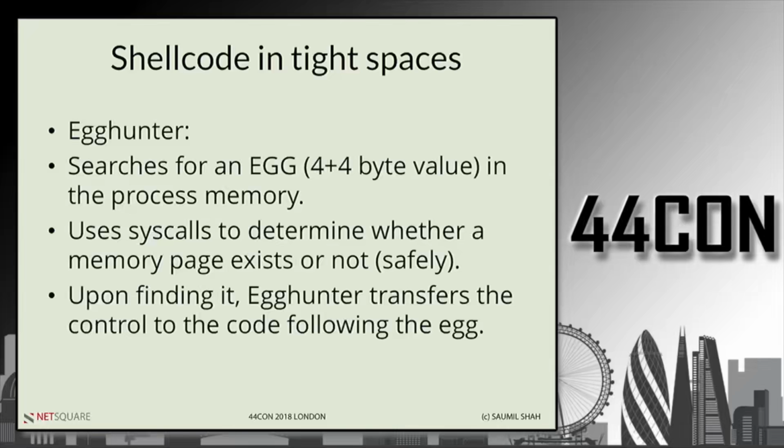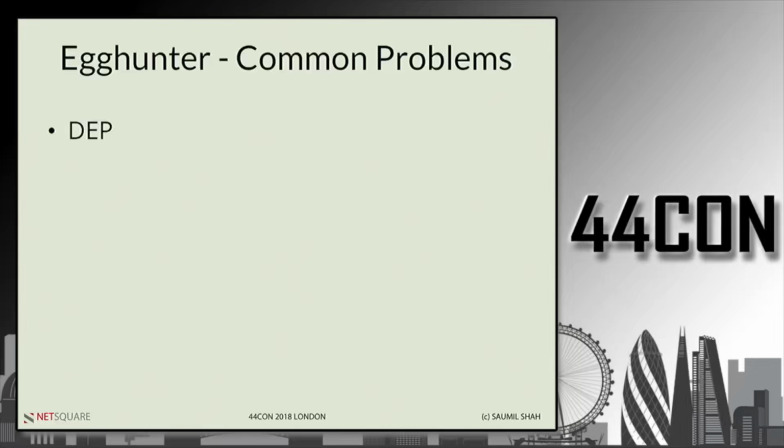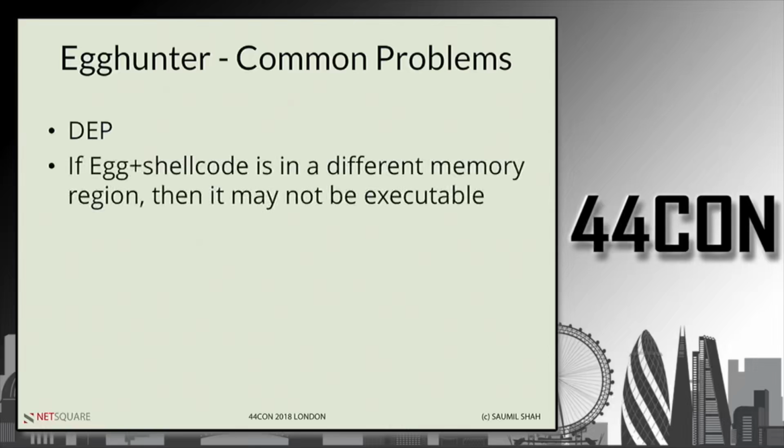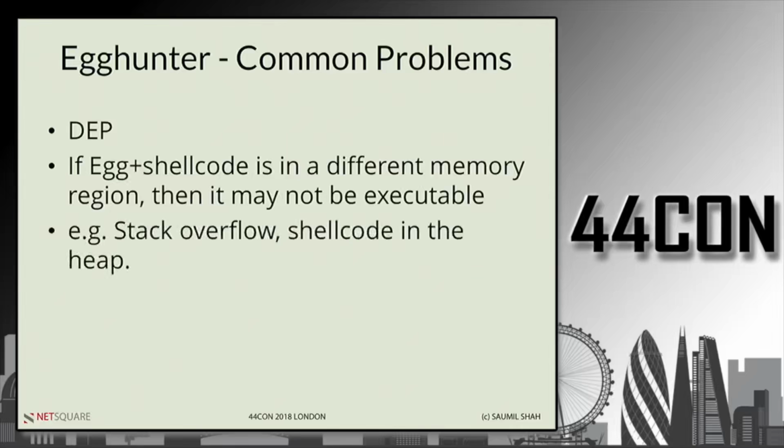So the common problems with the egg hunter: the first major problem is data execution prevention. Let's say you have your memory corruption layout where the egg hunter is on the stack memory and the real shellcode is in the heap. With data execution prevention, both these memory regions are non-executable. We have a solution for that. The solution is ROP chains. We all know what ROP chains do.